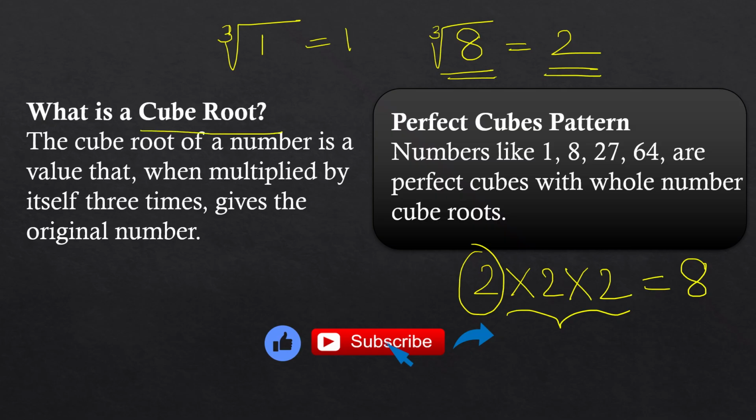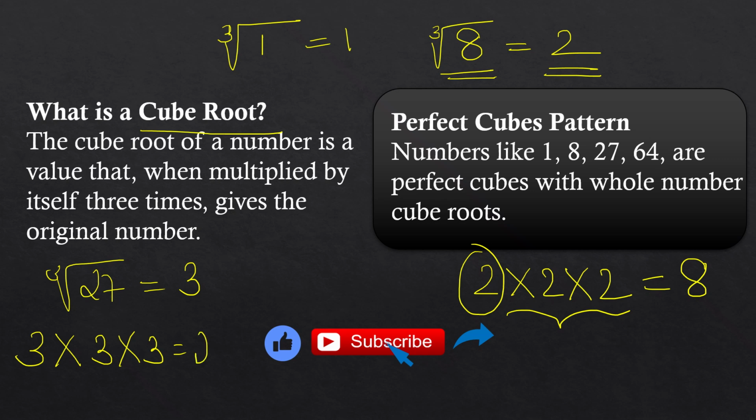Correct? So that's how it works. The cube root of 27 is what? It's 3. How do you know it is 3? Because when you multiply 3 into 3 into 3, you'll get 27 as the answer. Correct? Understanding, right?